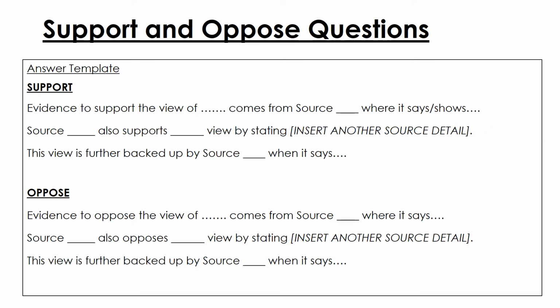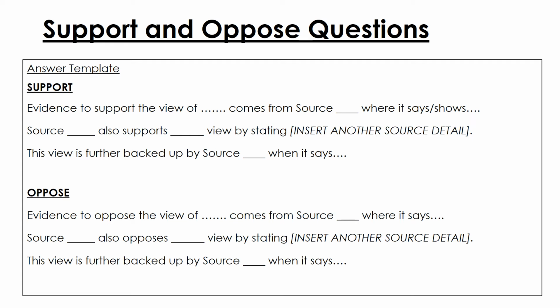Now, the answer template for support and oppose questions, what we're looking to say. So when we are supporting, we're saying evidence to support the view of, so the person's name, comes from source, so whatever source you're using, so source 1, where it says / shows, and then you just quote directly from the source. Source 2 also supports whoever it is view by stating, then you put another bit of information in there, and this view is further backed up by source, and you put the next source in there, so it might be source 3 when it says. So you're looking to take evidence from the sources that support the view in the question.